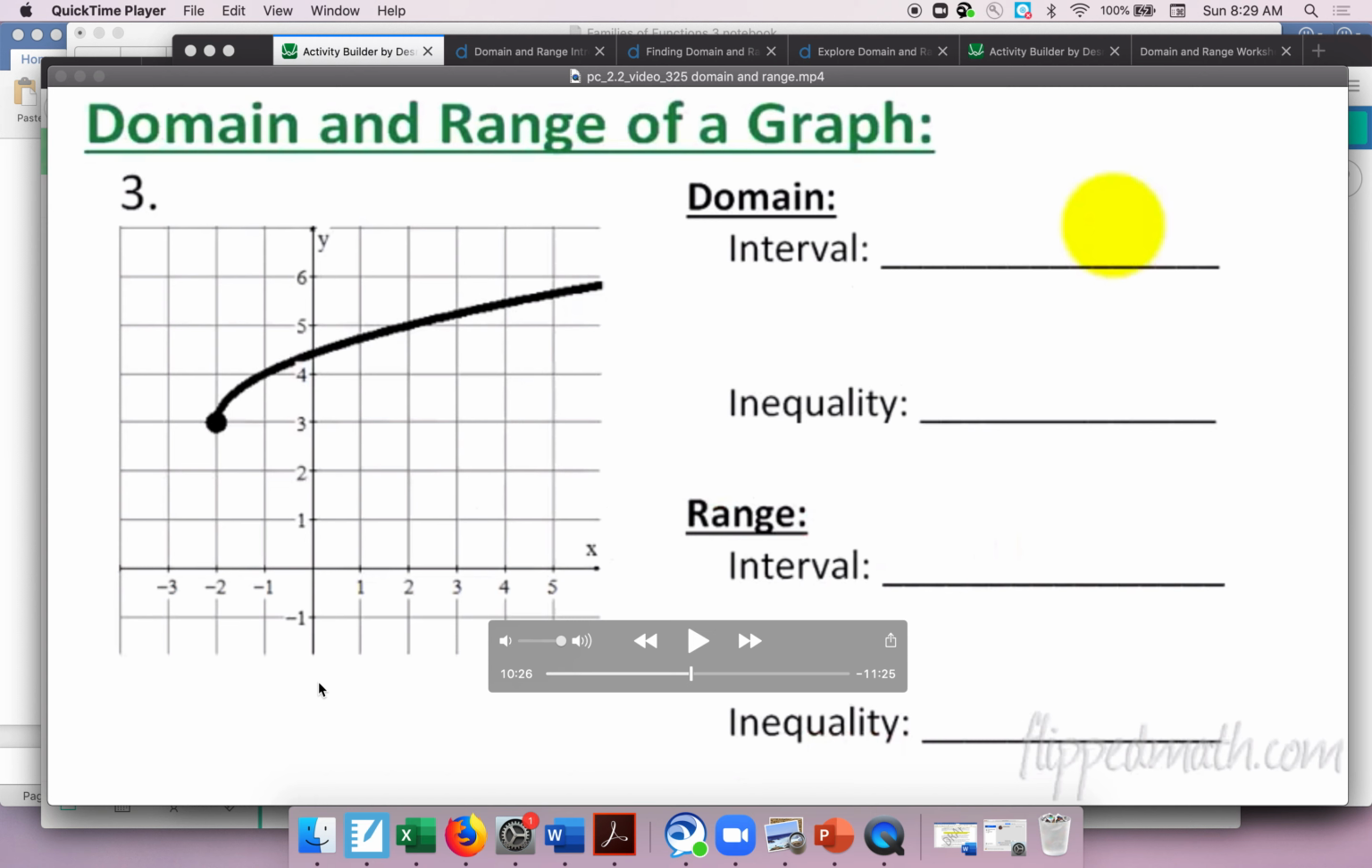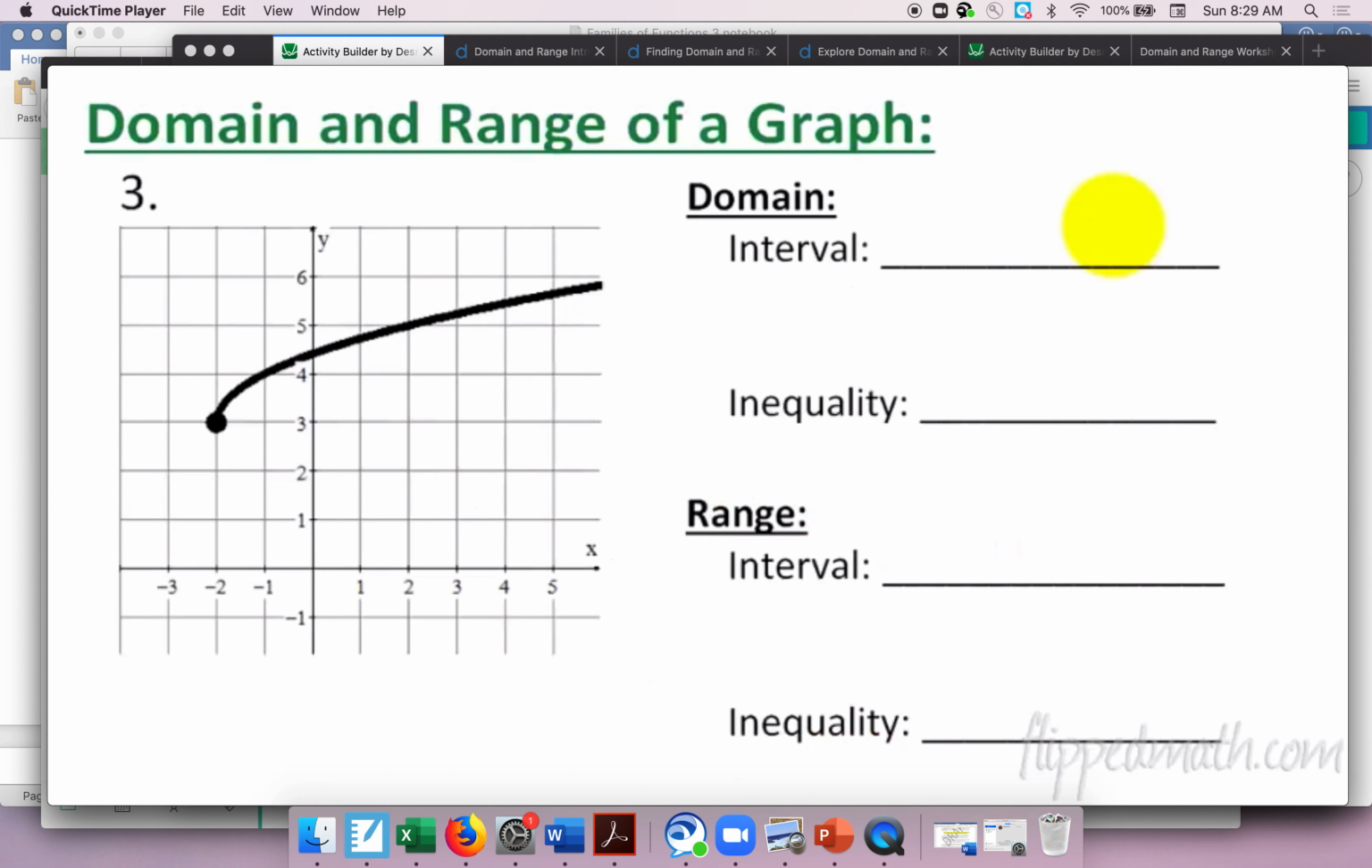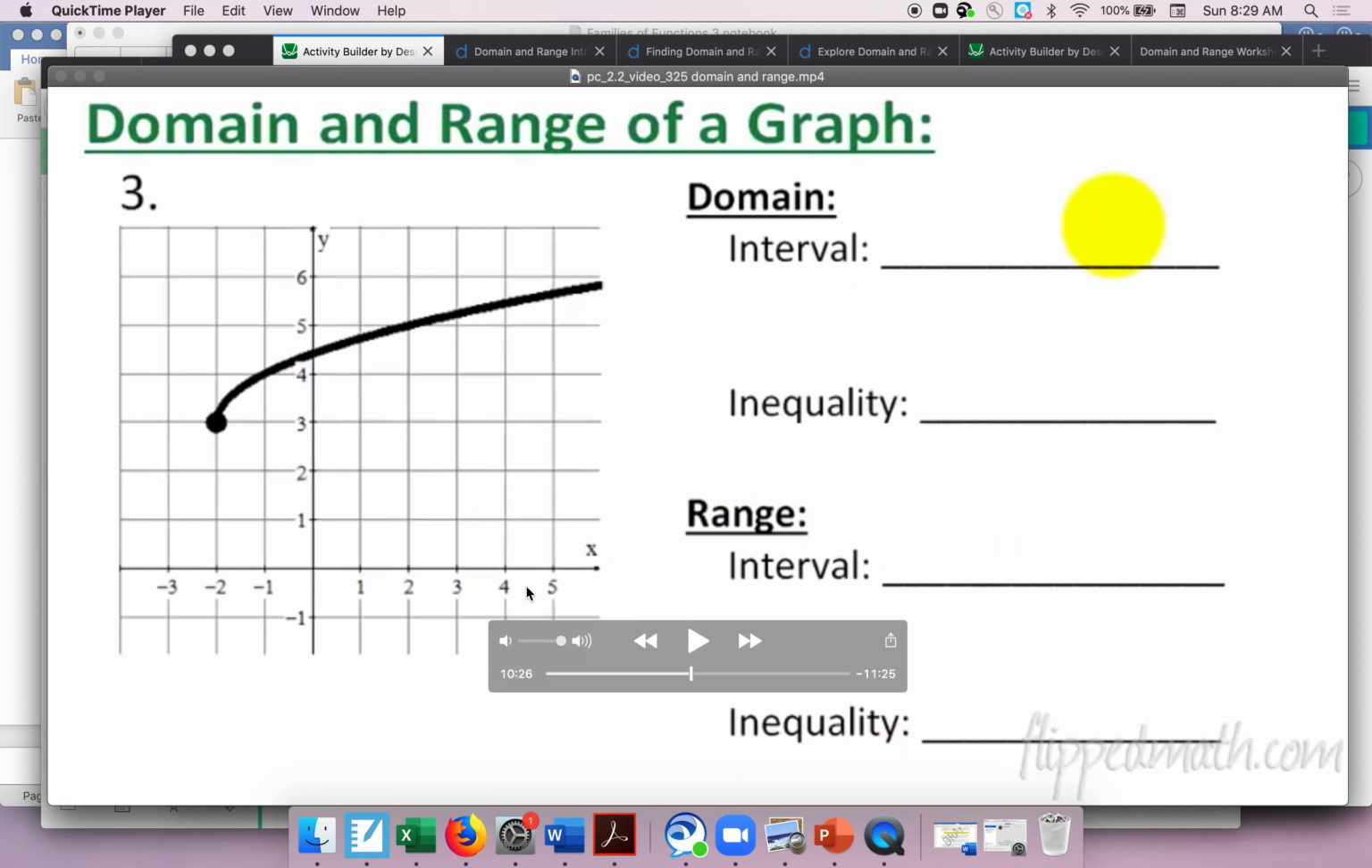Okay, we're going to introduce the ideas of domain and range. So you might want to take some notes as you're watching us as well. Pause it as needed.